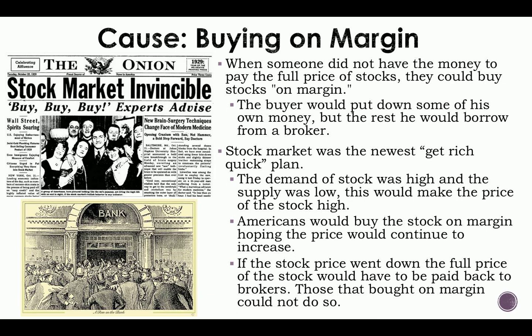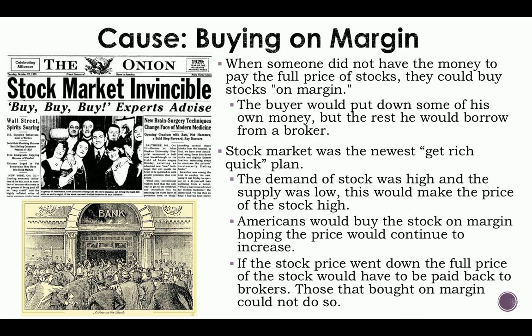Remember, when we talked about supply, demand, and price, when there's a high demand and a low supply, that means we have a high price. And then the opposite, when there's a low demand and a high supply, we have a low price because we want to get rid of it. But right now we're seeing high demand of stock, low supply of stock, very high price. And because of that high price, a lot of Americans would buy that stock on margin, hoping that they would make money off of it in the long run.